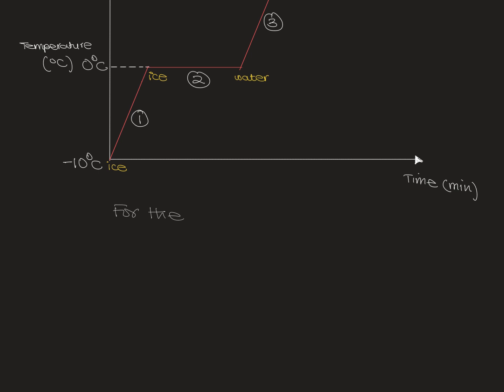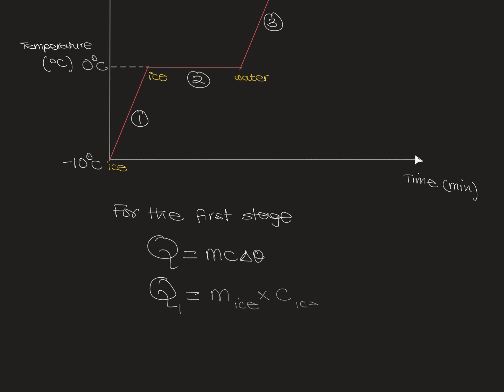For the first stage, that is from ice at minus 10 degrees Celsius to ice at 0 degrees Celsius. So since it involves a change in temperature, we will say Q is equal to mc delta theta. So more specifically, that will be Q1 is equal to the mass of the ice times the specific heat capacity of the ice times the change in temperature.